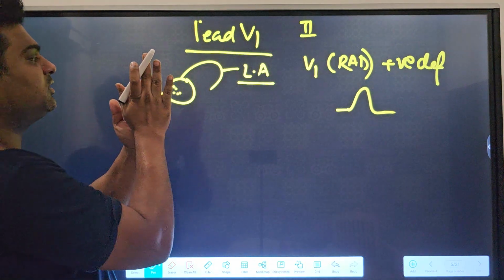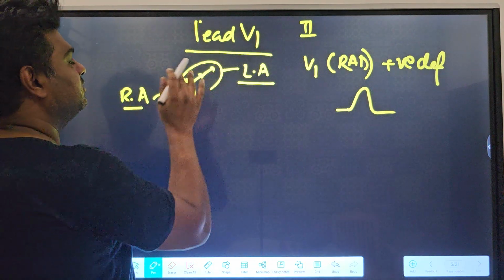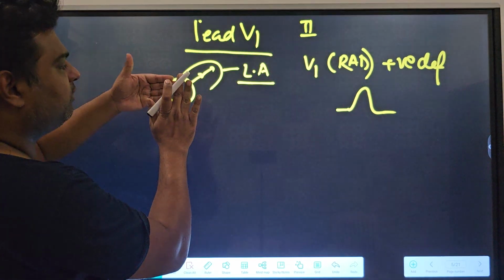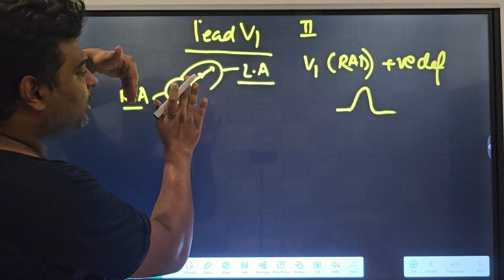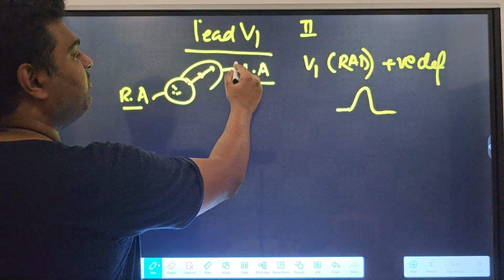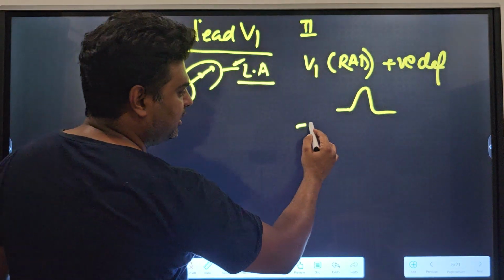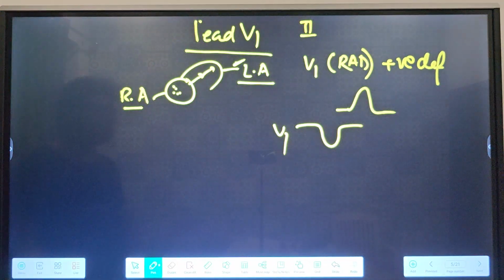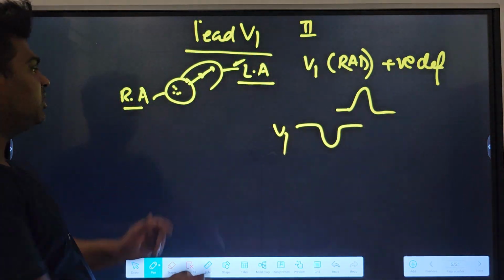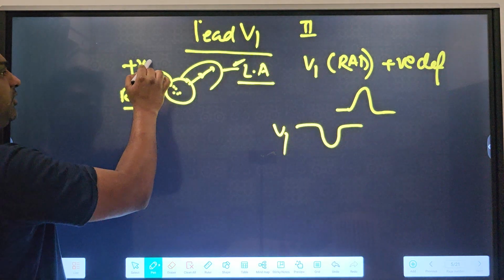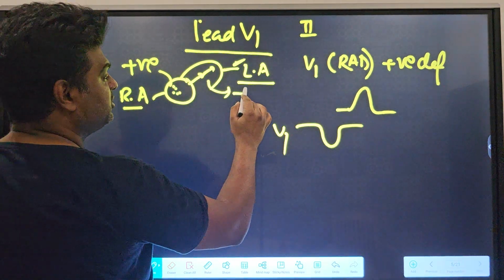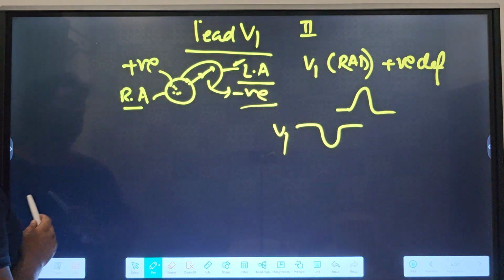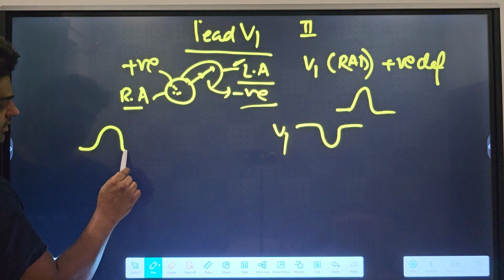So the direction of depolarization is like this. V1 sees the left atrium's depolarization wave going away from V1. Therefore, left atrial depolarization is seen as a negative deflection in lead V1. So right atrial depolarization is seen as a positive deflection and left atrial depolarization as a negative deflection. That's why we see a biphasic wave like this.